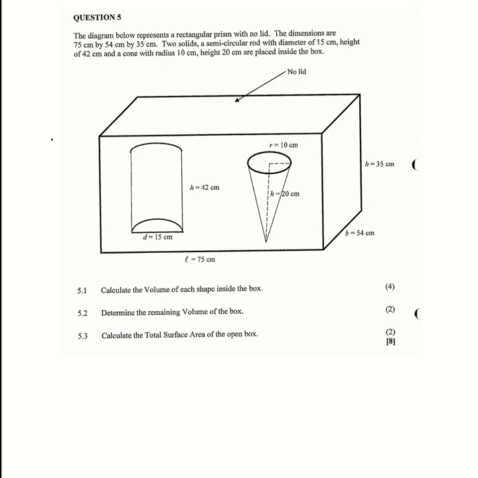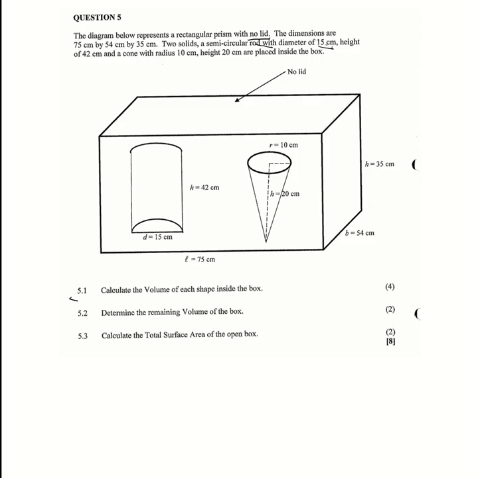Question 5. In the diagram below, we represent the rectangular prism with no lid. With no lid, the dimensions are 75 centimeters by 54 by 35. This is the length, breadth, and the height. Two solid semi-circular rods with a diameter of 15 centimeters and a height of 42 centimeters, and a cone with a radius of 10 centimeters and a height of 20 centimeters, are placed inside the box. So now the box has no lid.